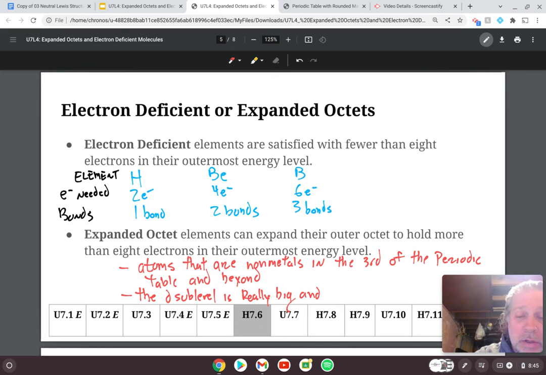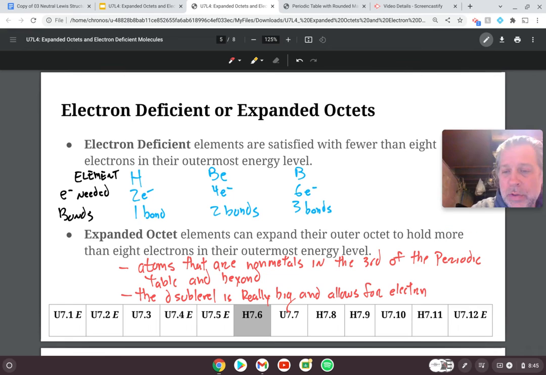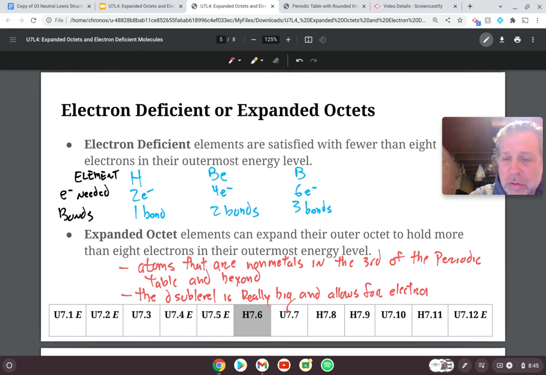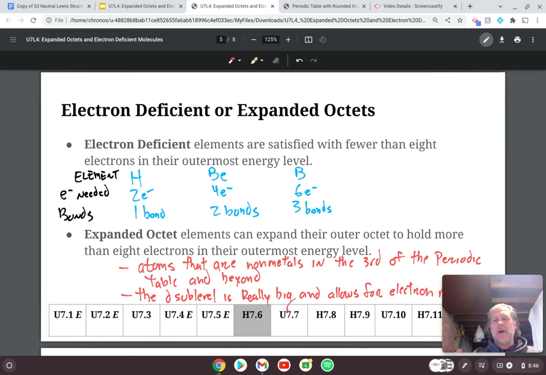And allows for electron, I want to say movement. And it's not really what it is, but it's kind of the best way I can come up with to describe it in simple terms. So it kind of allows for electrons to kind of move or hide or something along those lines.